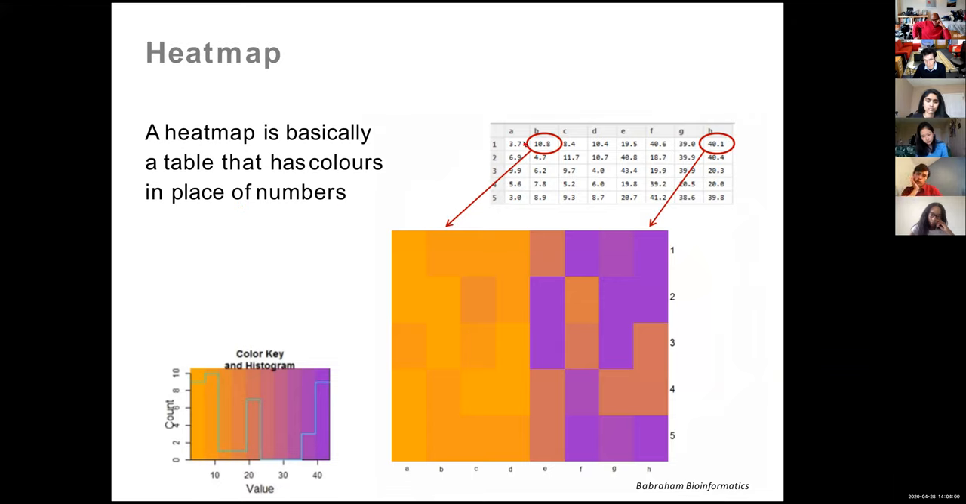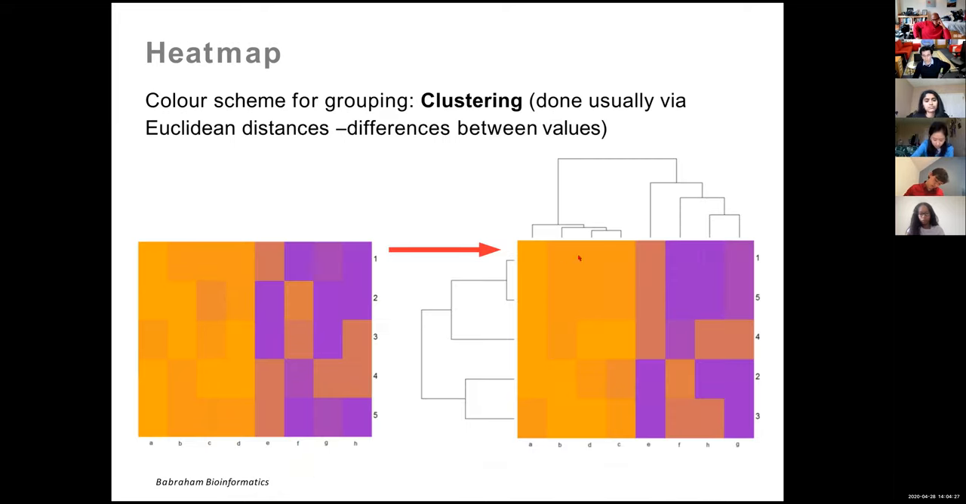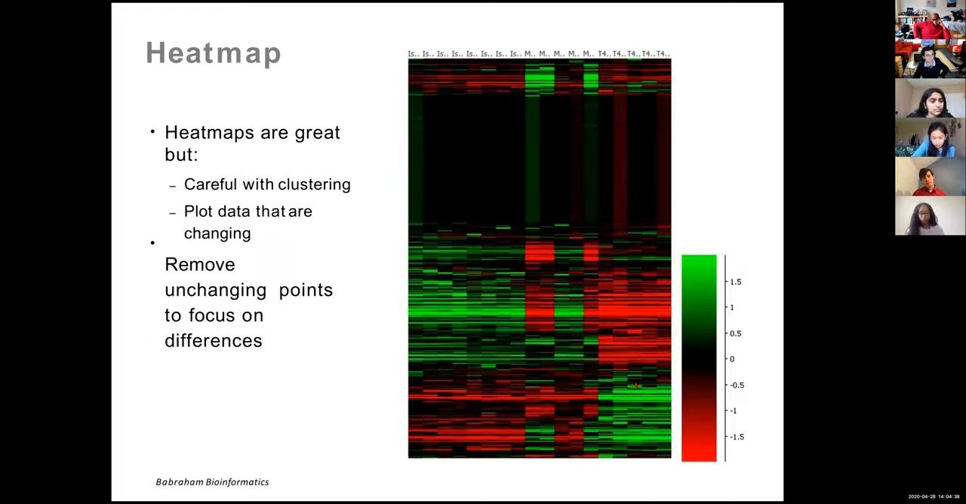So basically, if you're looking at Excel, these are the actual numbers, and then you can choose to color it. And you can also provide a color key and a histogram of how many values are at each point on that key. So this basically shows the PDF, the probability density function, along with that distribution of values. So you could also cluster to highlight the differences between the values. So rather than having something like this, you can reorder the columns and the rows to better show the structure.